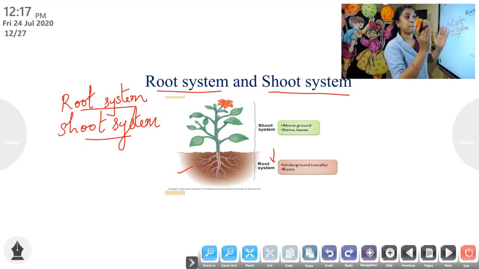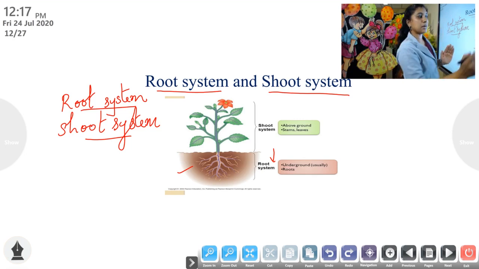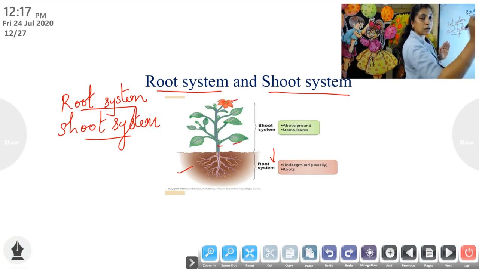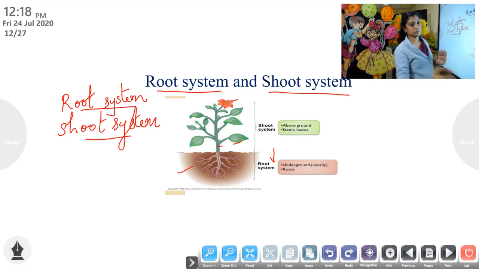And the shoot system, the part of the plant that grows above the soil, is known as the shoot system. Is it clear? Then what is the root system? The part of the plant that grows below the soil or underground is known as the root system. The root system consists of roots. Then what is the shoot system? The part of the plant that grows above the soil is known as the shoot system. The shoot system consists of stem, leaves, flowers, fruits, etc. Got it?